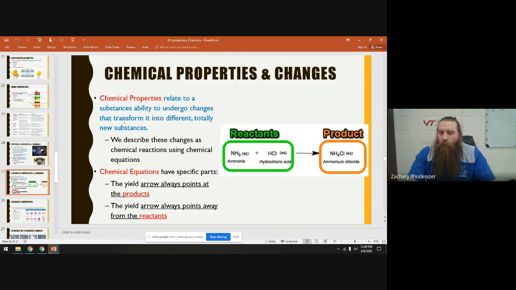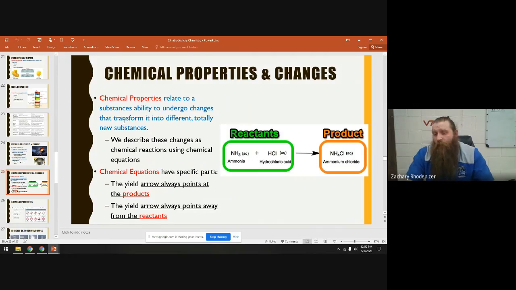When you look at chemical reactions, and hopefully this is review from biology, remember that the yield arrow always points towards the products. Usually we write them left to right, reactants on the left, products on the right, but we don't have to. The arrow always points at the products.